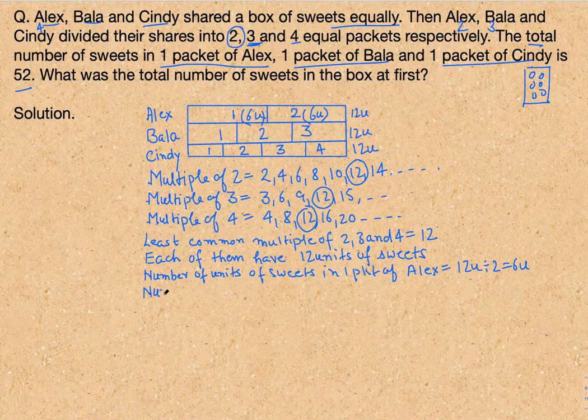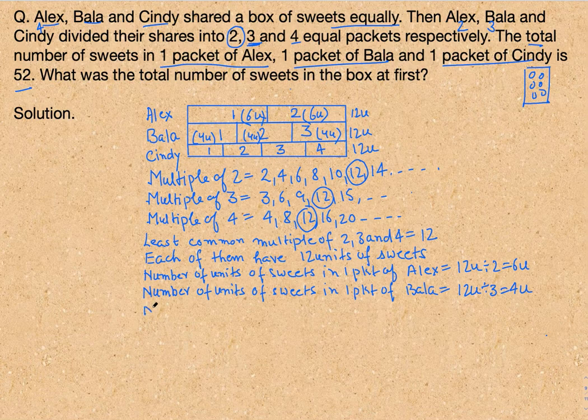Similarly, the number of units of sweets in one packet of Bala, any guesses? Bala also has 12 units and he has divided his sweets into 3 equal packets. That means 12 divided by 3 is 4 units. His 3 packets will each have 4 units.